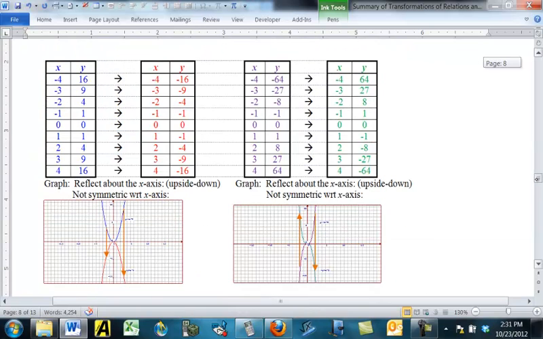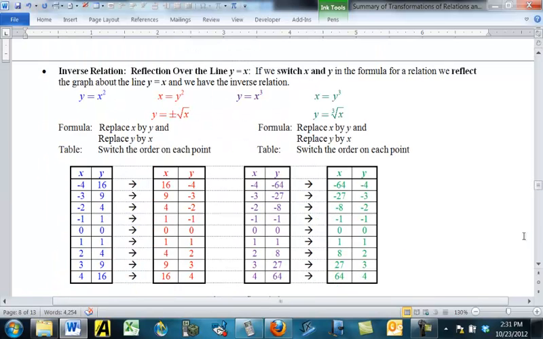Now we have one more, so we've done a flip over the x and the y axis. Now we're going to do one more flip, a reflection. And this one actually gives us something called the inverse relation. There's going to be a whole other video, or you should have already watched a whole other video about inverse relations. But here let's review that as well. Or you can watch this one first, then the other one, doesn't really matter.